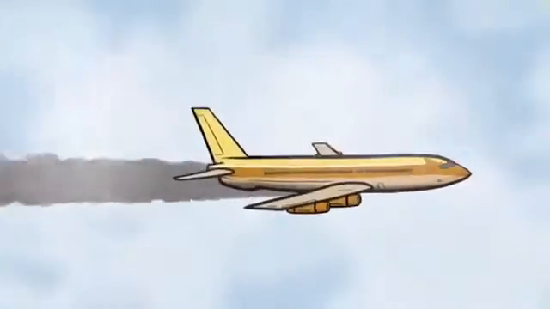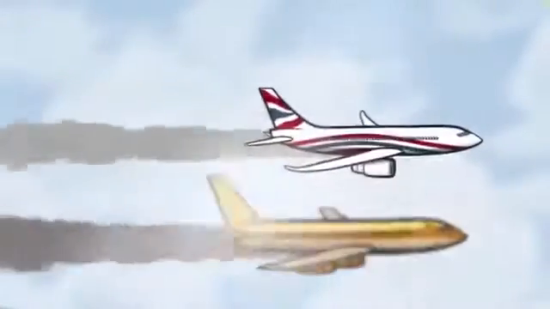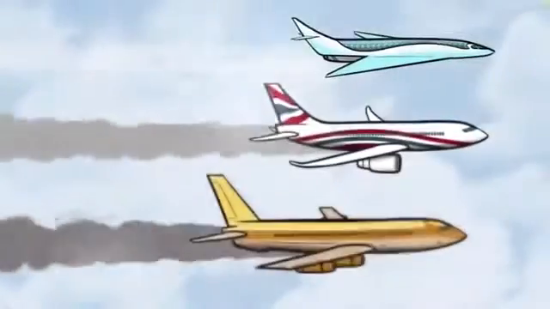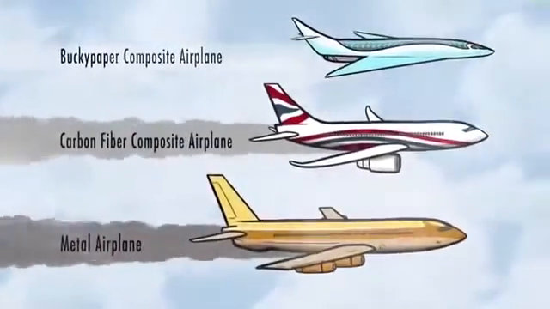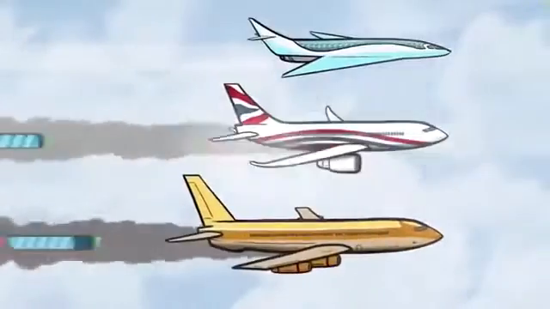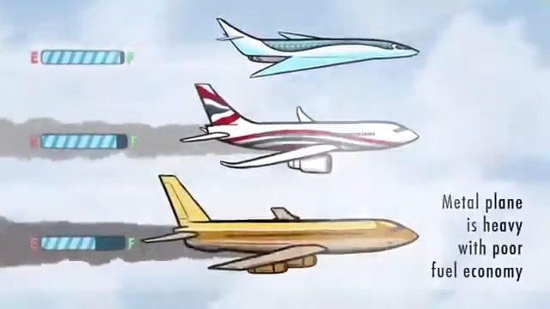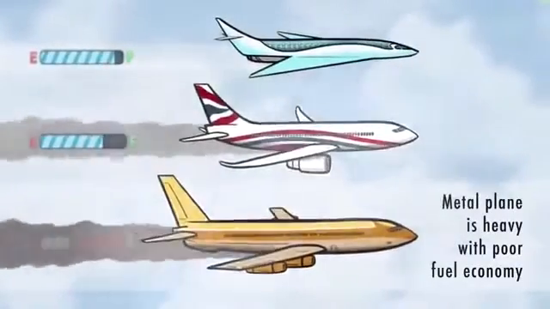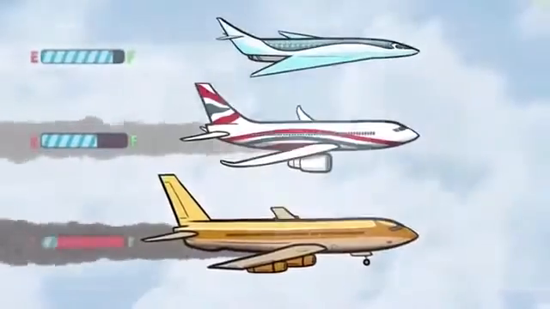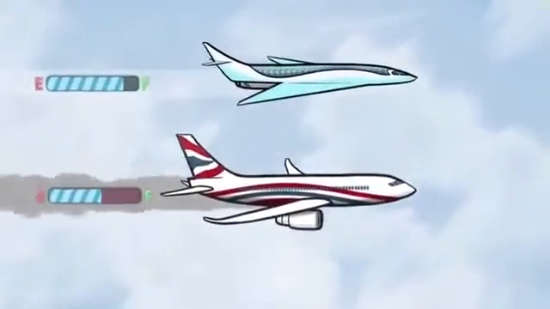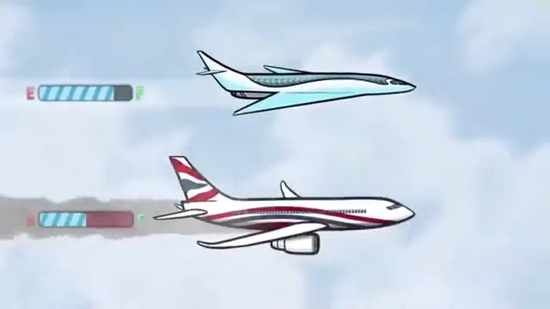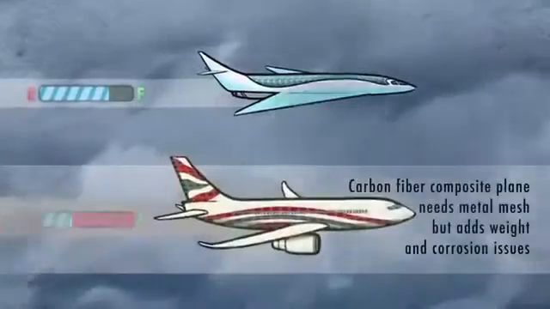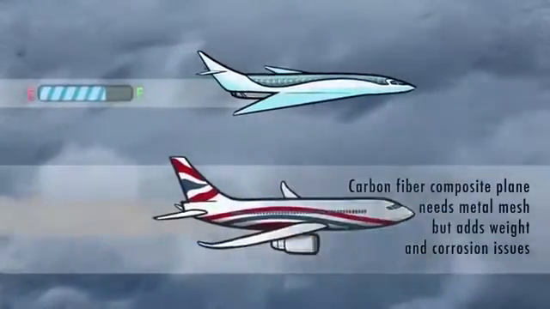Right now we use metal airplanes, which, as you can see, are expensive and not very fuel efficient, because they require so much fuel, and so they have poor fuel economy. Some of the more fancy planes are carbon fiber composite planes, which still need a metal mesh, which makes them still pretty heavy, but obviously not as heavy as metal planes. But these also have a corrosion issue.